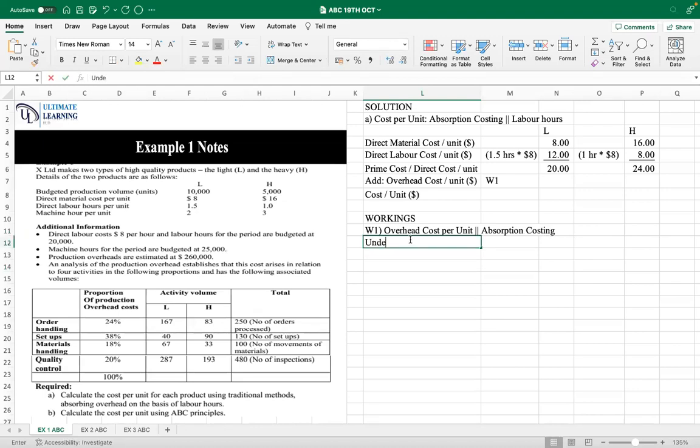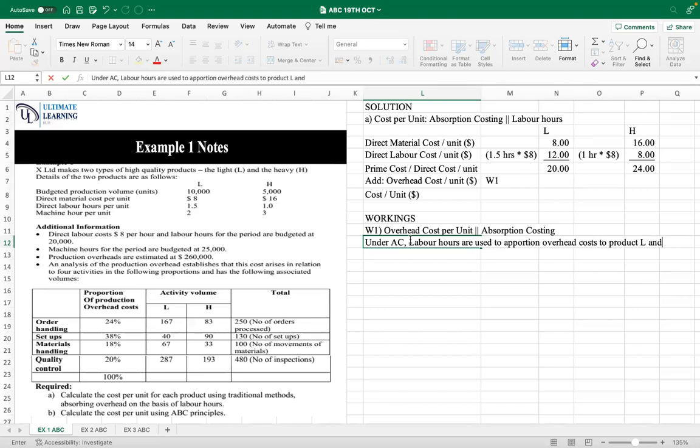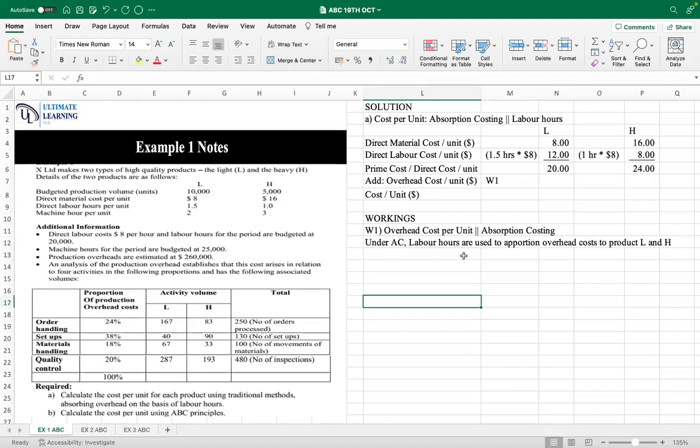So under AC, labor hours are used to apportion overhead costs to products L and H. So under AC, all labor hours are used because we were told to use labor hours. Now, please, let's be attentive.